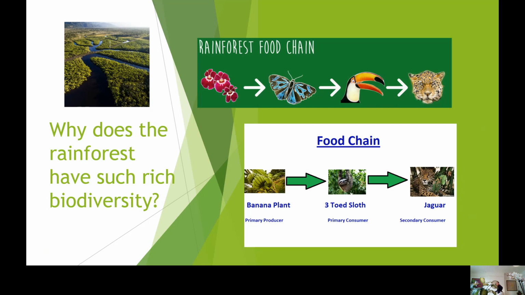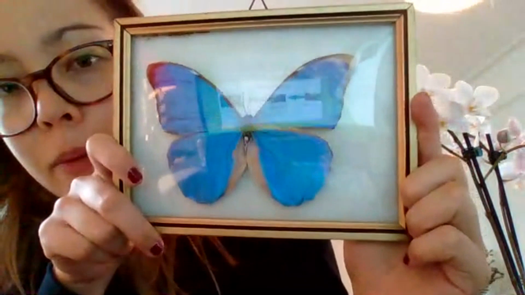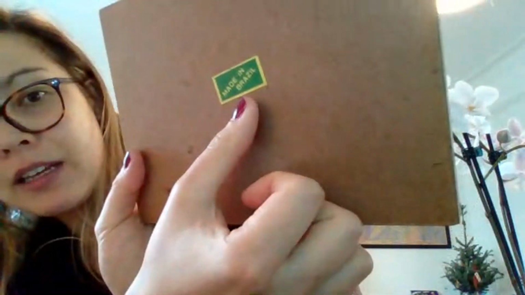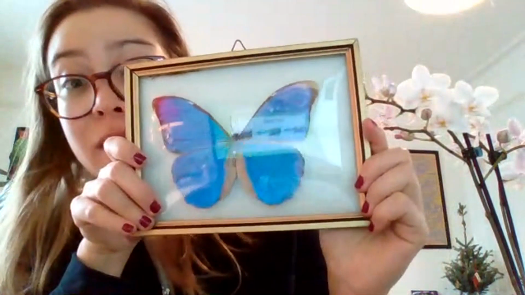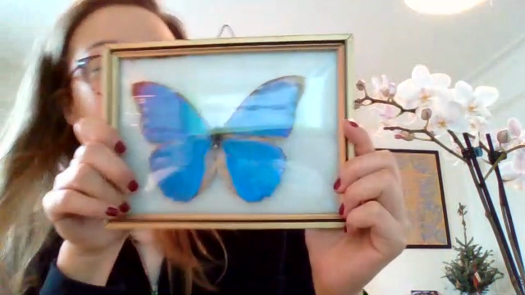Now, let me come out of share screen for a moment so that you can see I've actually got a real life butterfly from Brazil. As you see at the back, it says made in Brazil. This is from the Amazon rainforest. I got this from my grandmother, so it's probably quite cruel to kill these, but I think it probably died of natural causes. But as you can see, just for size, look how big that butterfly is compared to my hand. It is massive, and it's the same as the butterfly there.